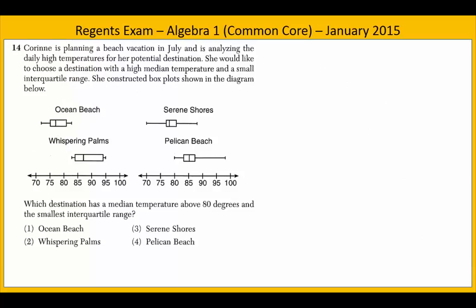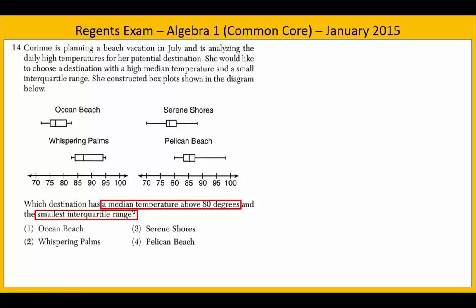In exercise 14, Corinne is planning a trip to the beach and she's looking at the daily high temperature. She wants a destination that has a high median temperature and a small interquartile range. Remember, a small interquartile range means that the temperature doesn't vary all that much. She constructed box plots of the temperatures for each of the destinations she's including. Which destination has a median temperature above 80 degrees and the smallest interquartile range?